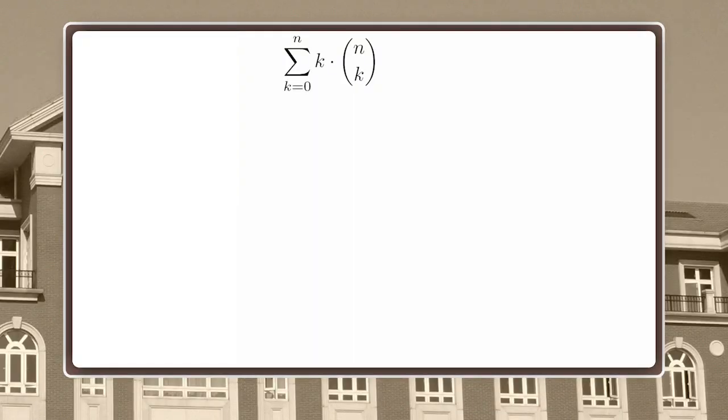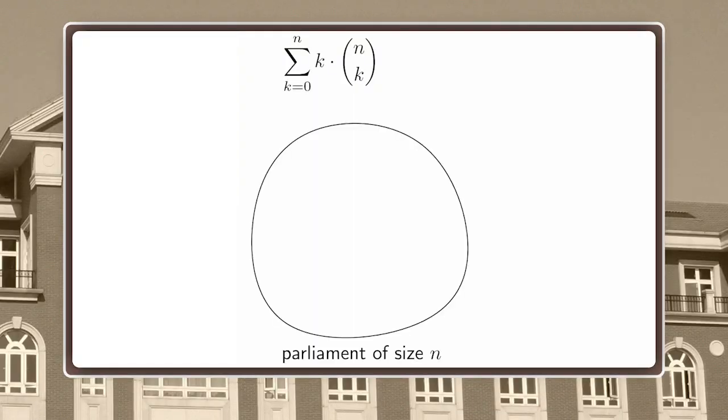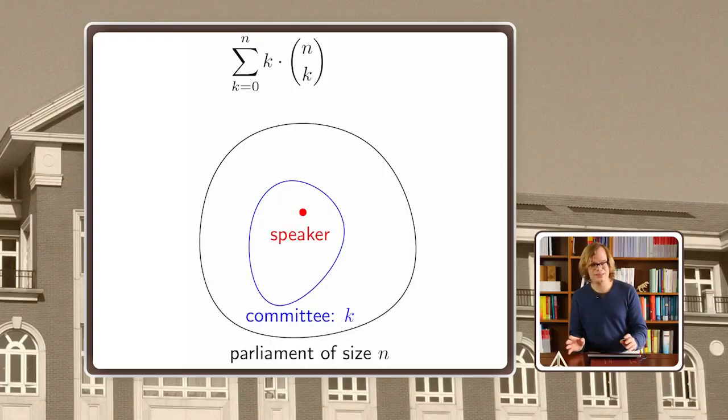And the way we do that is we start by finding a combinatorial interpretation of what we have. And here's our combinatorial explanation. Suppose we have a parliament of size n, and within the parliament we want to select a committee. Now let's say the committee has size k, and the committee needs a speaker who is also a member in the committee. So how many choices do we have to do that?